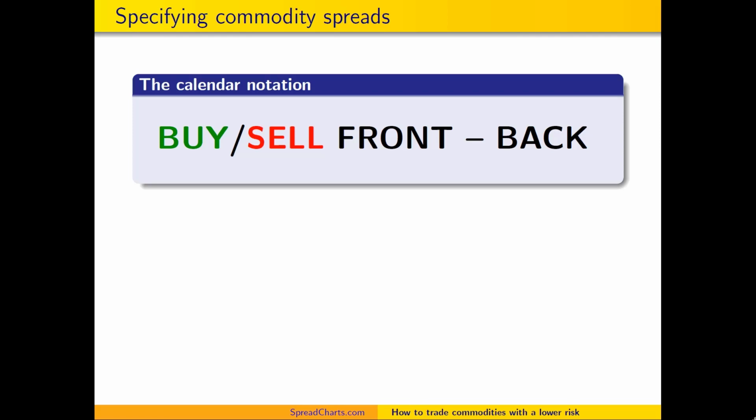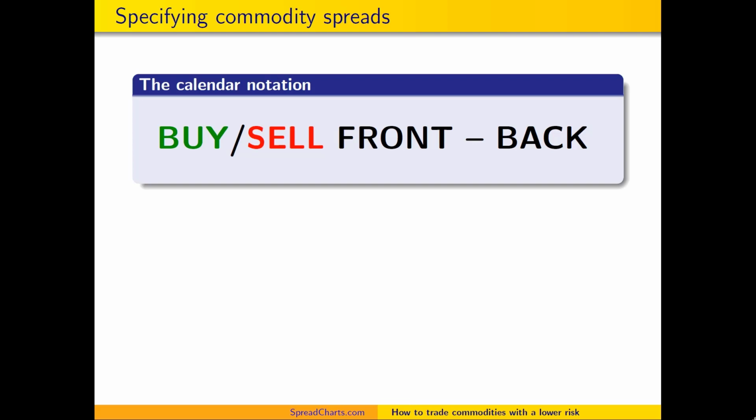Now, how do we know which contract to buy and which one to sell? Well, this is determined by the buy or sell prefix. If it is a buy, it is assumed we buy the closer contract and sell the more distant one. If it is a sell, we sell the closer contract and buy the distant one. In this case, the spread is called a reverse calendar when we use this notation.